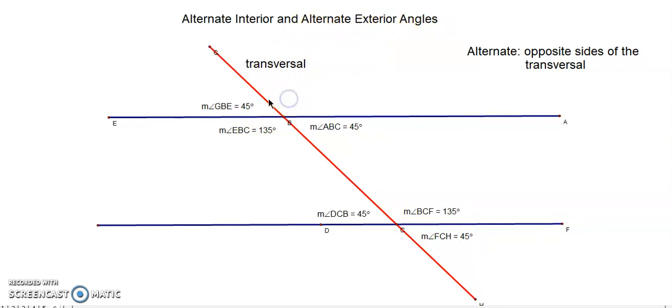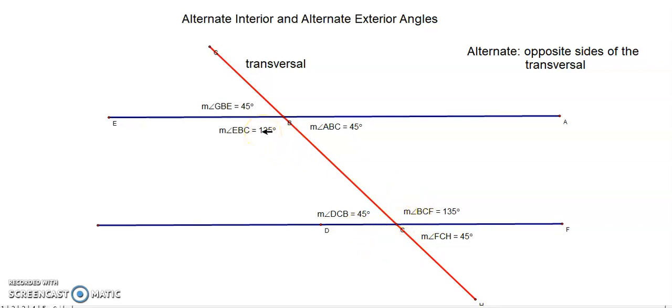And then this angle over here, that's going to be 135. Remember vertically opposite angles? This is going to be 135 also. And this is going to be 135 over here. This is also going to be 135 because these two are vertically opposite.